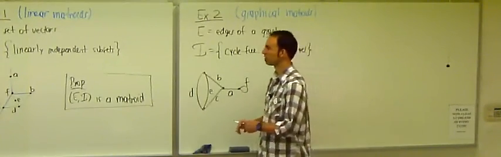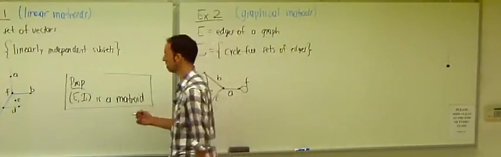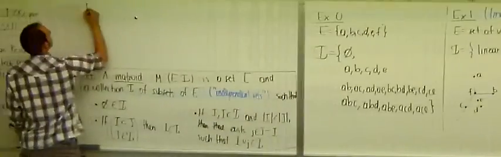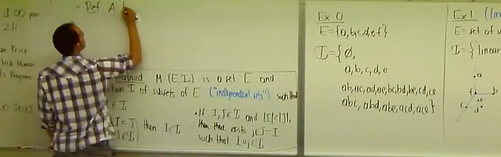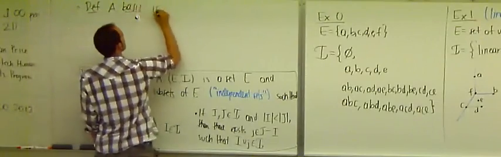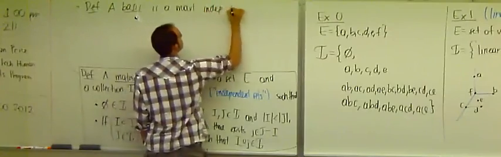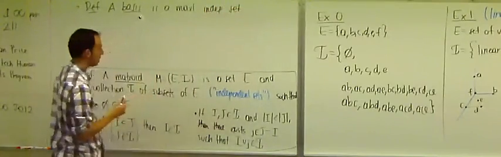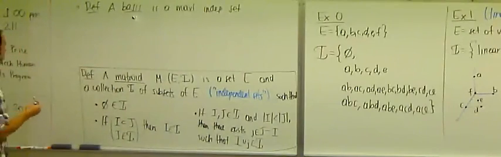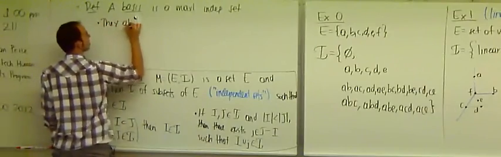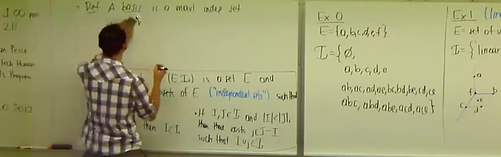What's a maximal? Let me make a definition, actually. A basis is going to be a maximal independent set. Okay, so a basis is a maximal independent set. Okay, and two easy observations about this is that they all have the same size. So all bases have the same size.